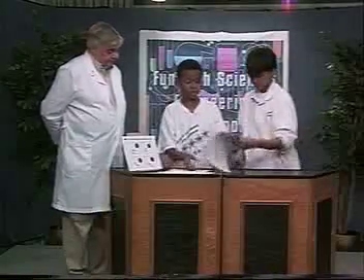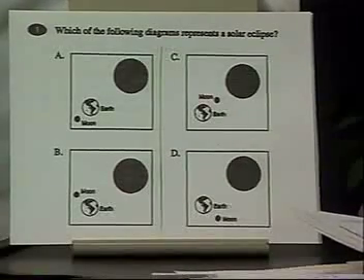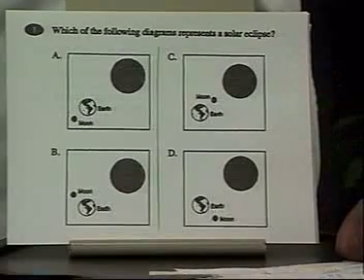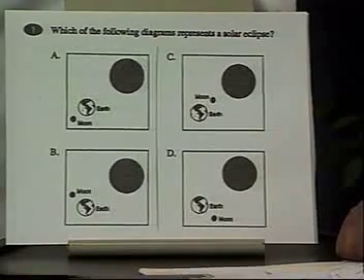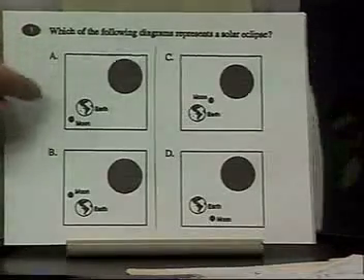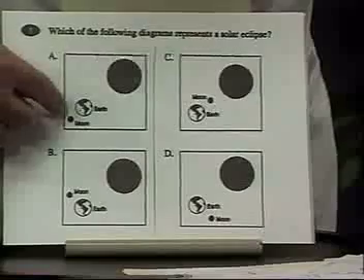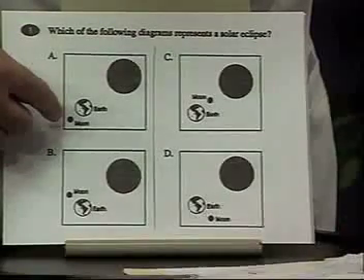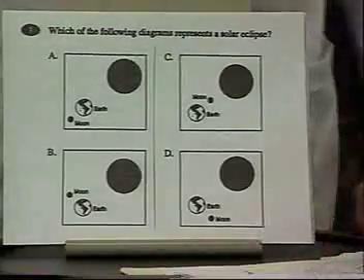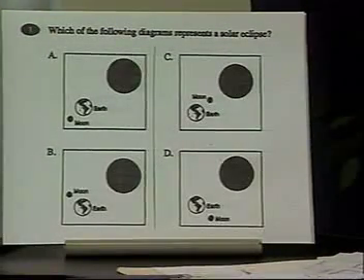Nice and loud. Which of the following diagrams represents a solar eclipse? A, yeah, I see that. You think A is going to be the solar eclipse? No. All right, we've got the sun here, this big black looking thing. Here's the Earth, and there's the moon. It's C. You think it's C? Yeah, because what happens during the solar eclipse? The moon blocks the sun.